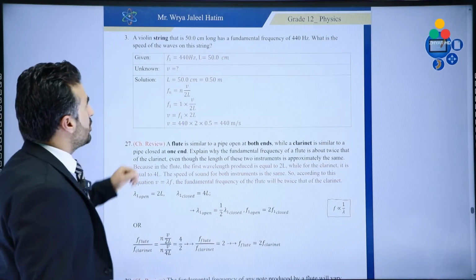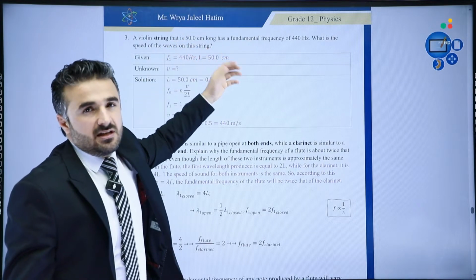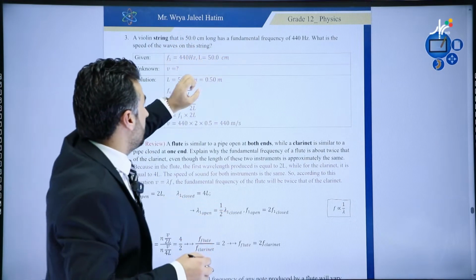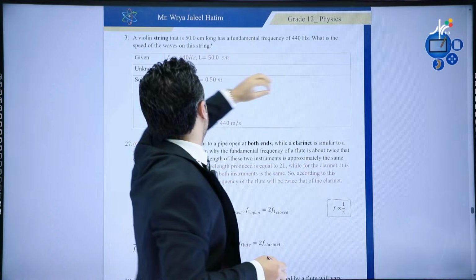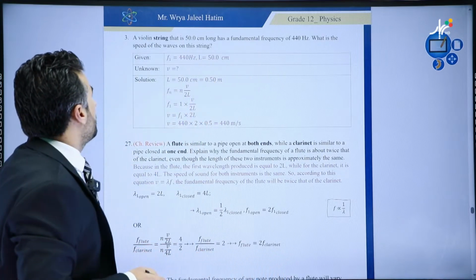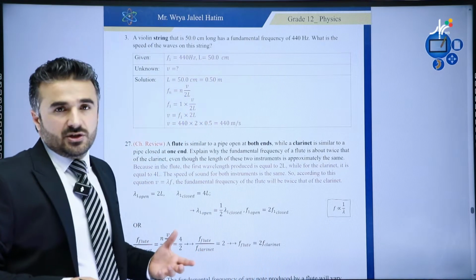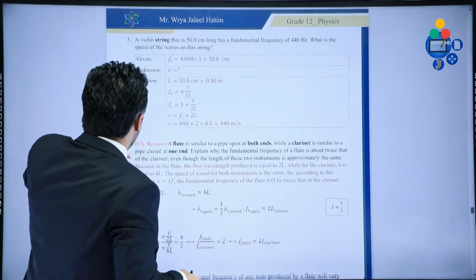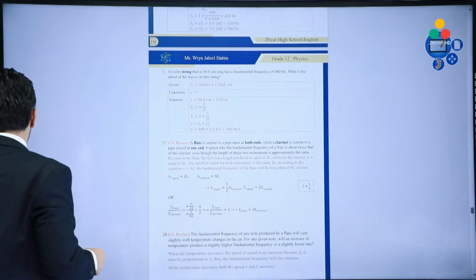Okay, so we have a string. The length is 50 centimeter. Don't forget to convert this to meter. It has a fundamental frequency of this much. What is the speed of the wave on this string? So basically, find the speed of the wave on the string here.